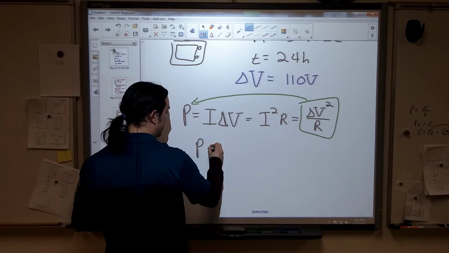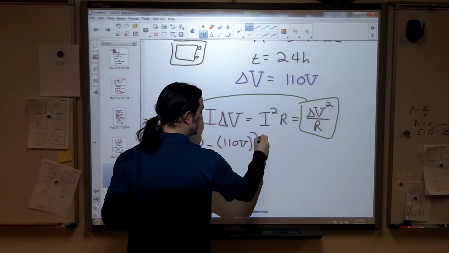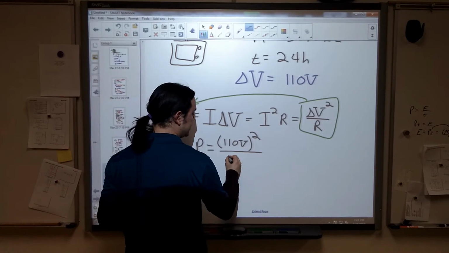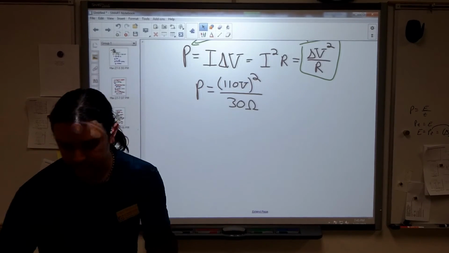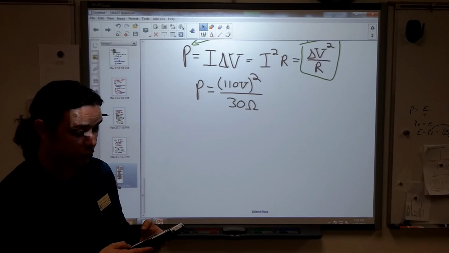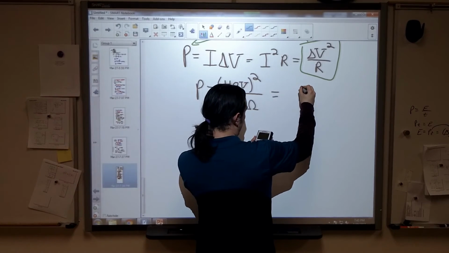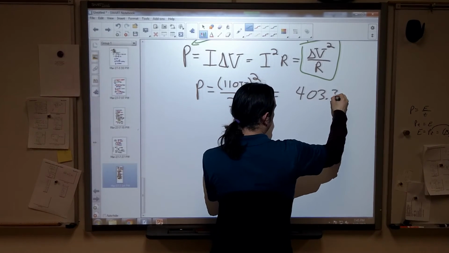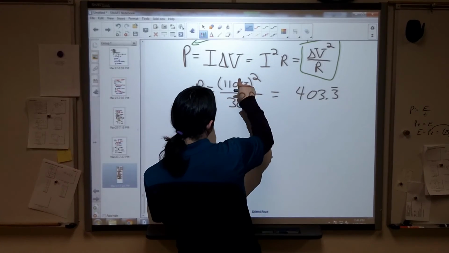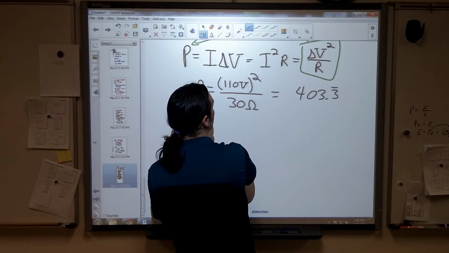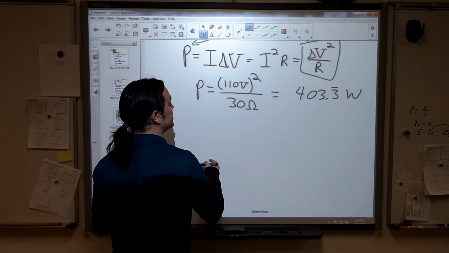Okay, well my power of this object is going to be delta V, which is going to be 110 volts, quantity squared, divided by my resistance, which is 30 ohms. Well, let's see what we end up with. 110 squared divided by 30. I end up with a power of 403.33333333, whatever. I put SI in, volts and ohms, so I will get SI out, and I'll end up with watts. Great. So this is my power.